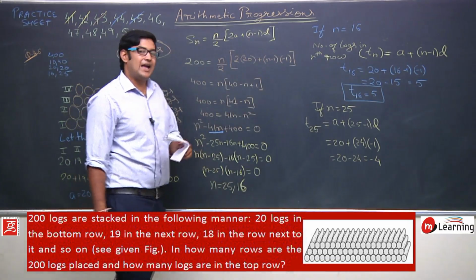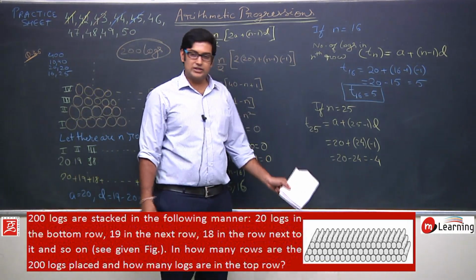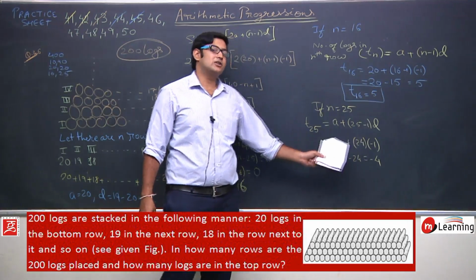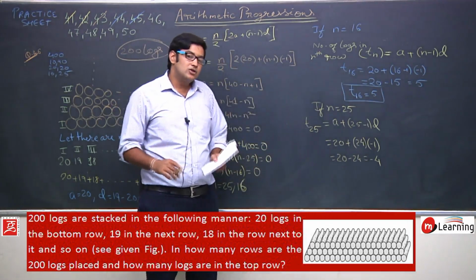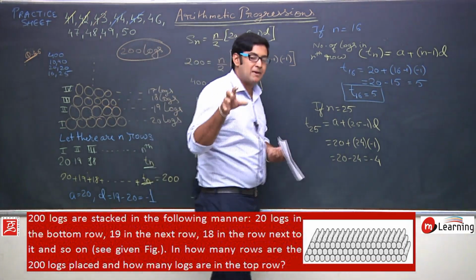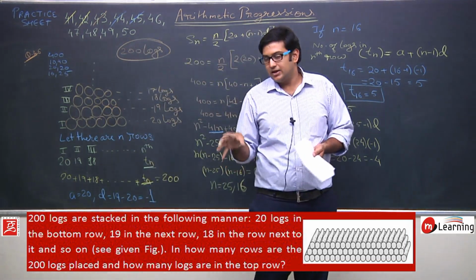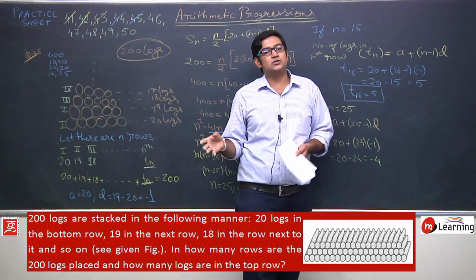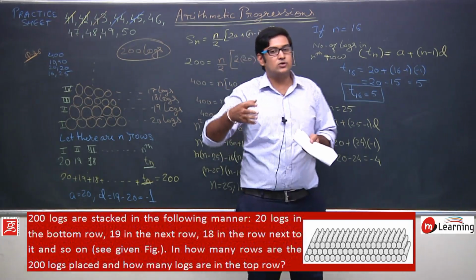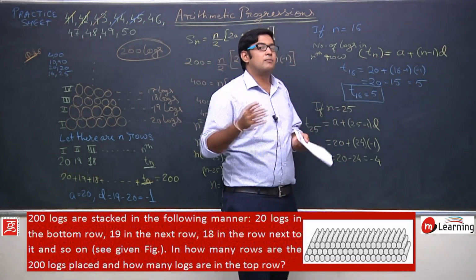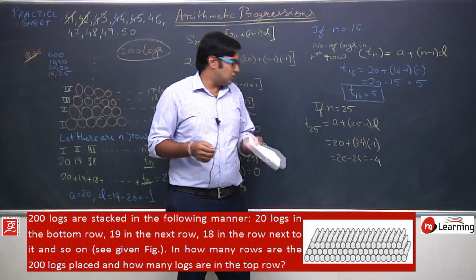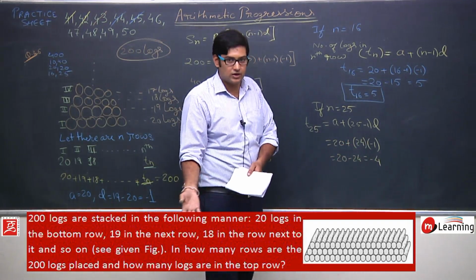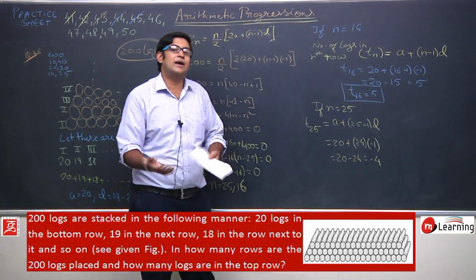It means if I have 25 rows in this stack, I will have minus 4 logs in the 25th row. So just think about it, can you place minus 4 number of logs? Can the number of logs be a negative value? No. The number of logs has to be a whole number, either 0, 1, 2, 3 or something which is positive and complete, because the number of logs cannot be negative. I cannot place minus 4 logs. I can place 4 logs but not minus 4.